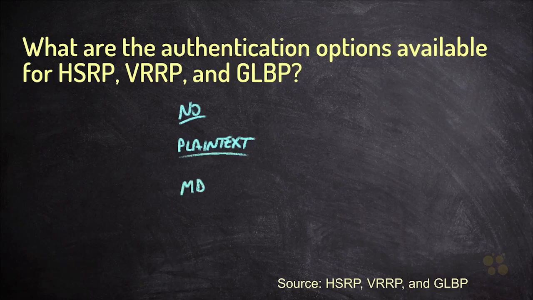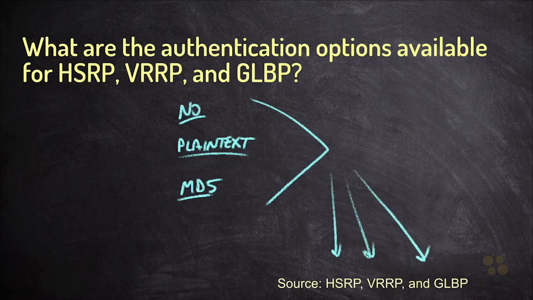Lastly, we have MD5 authentication. This authentication method uses the MD5 hash to scramble that password, which makes sure that nobody can listen to the network traffic and decipher what that password is. All 3 of these methods are available for all 3 of the FHRPs that we discussed.